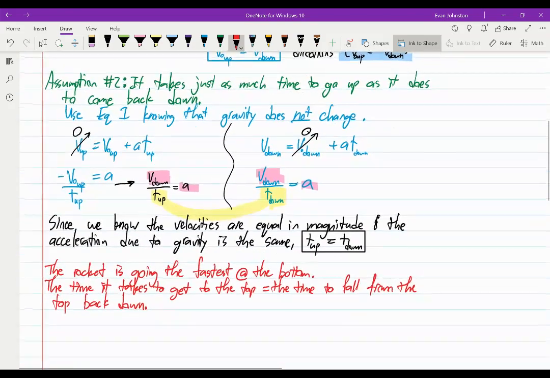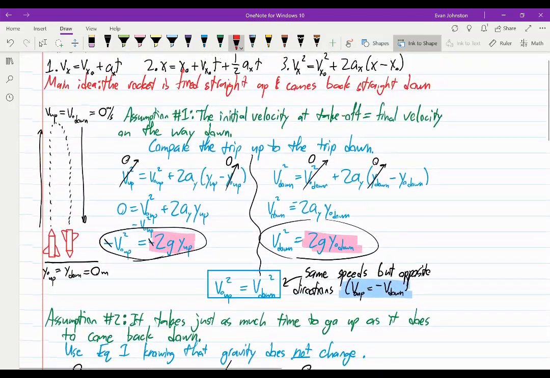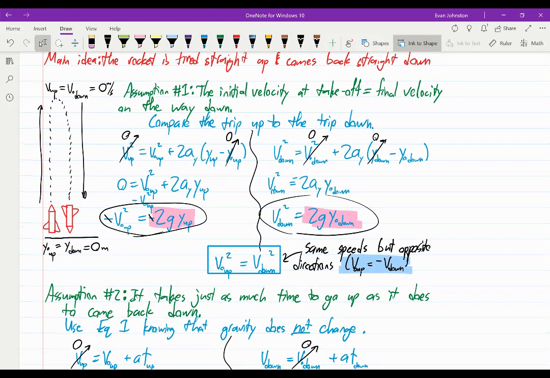And to summarize what we did here, through some thinking and using these equations, we proved that the rocket is going the same speed at the bottom, whether it's on the way up when it just took off, or on the way back down when it's just about to smash into the ground. All right, we know that it's going the same speed, just one is in the opposite direction. So their velocities are flipped.